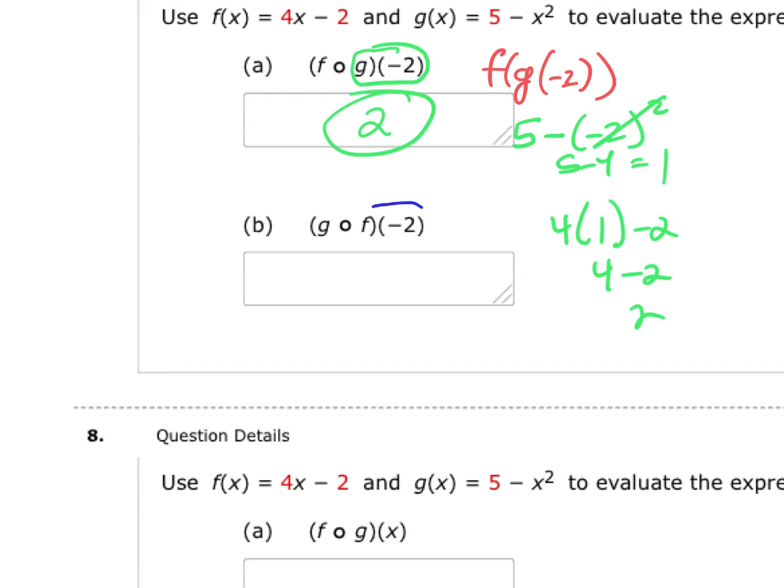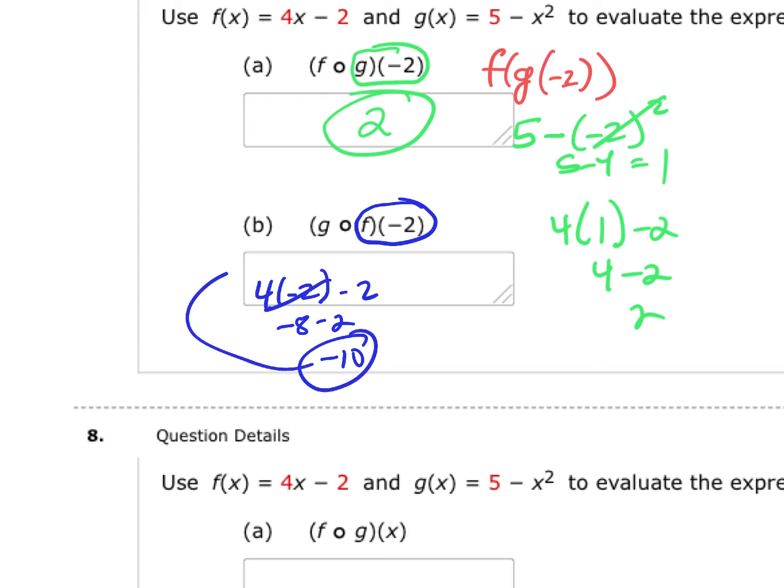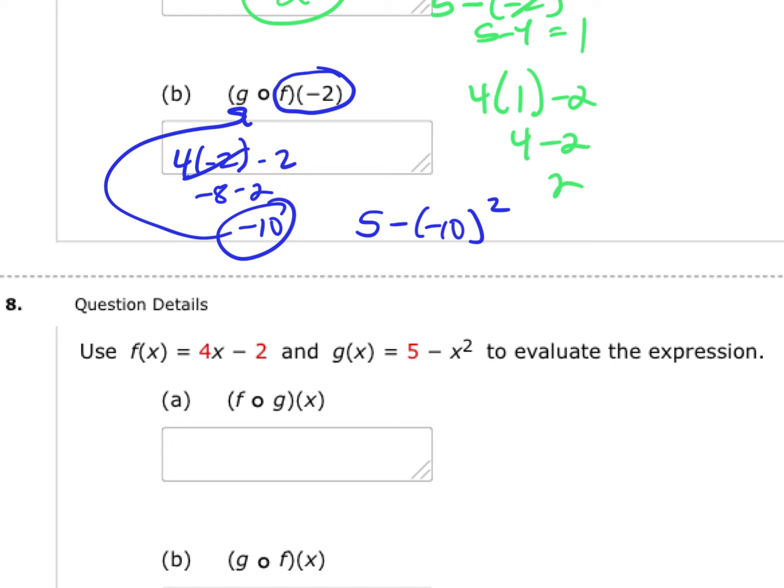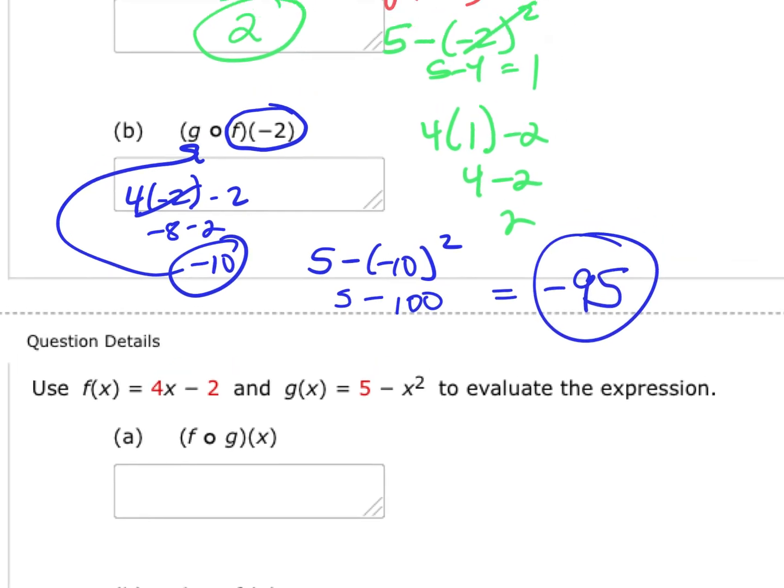So what is this telling me to do? Plug in negative 2 where? To the f function. So 4 times negative 2 minus 2. What is 4 times negative 2? And negative 8 minus 2 is? Negative 10. Now what? Take that and plug it into the g. So I have 5 minus negative 10 squared. What is negative 10 squared? 100. So 5 minus 100 gives me negative 95. Good, guys. Very good.